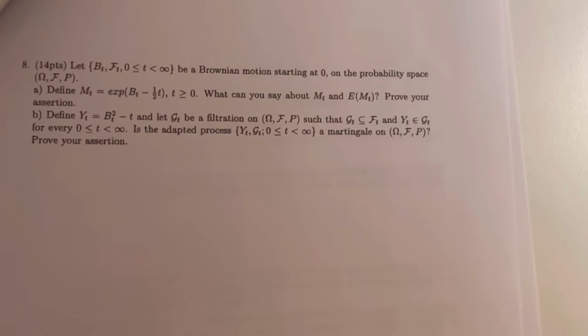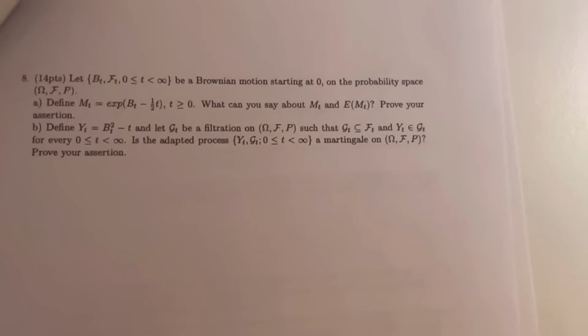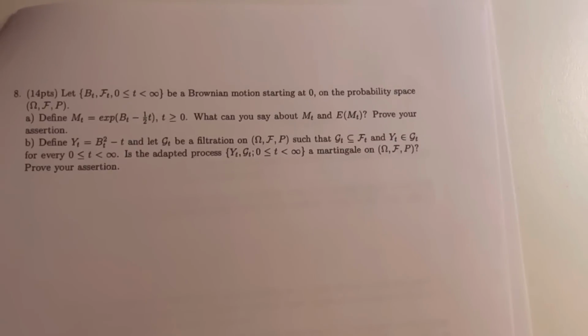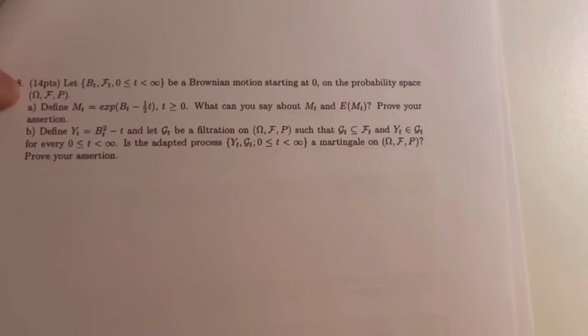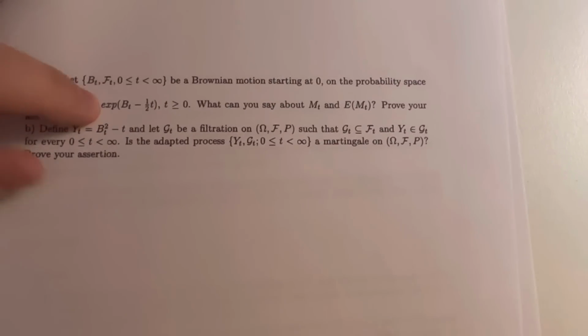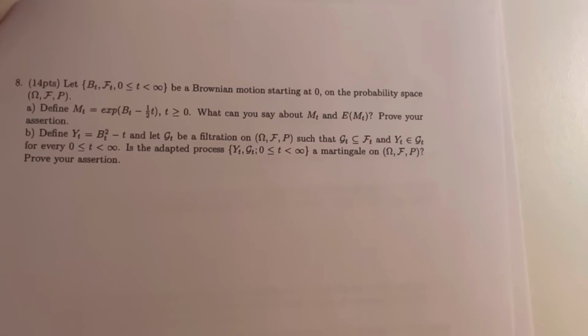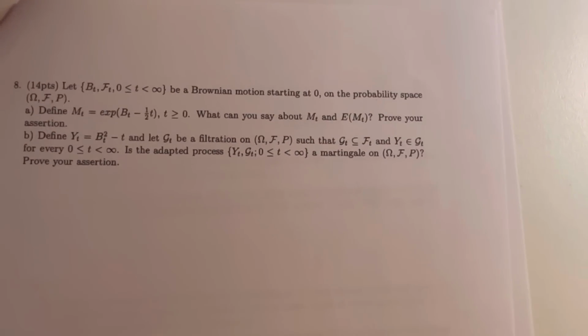Let B_t, F_t, t between 0 and infinity, be a Brownian motion starting at 0 on a probability space. Define M_t to be e raised to this power. What can you say about M_t and the expectation of M_t? Prove your assertion.